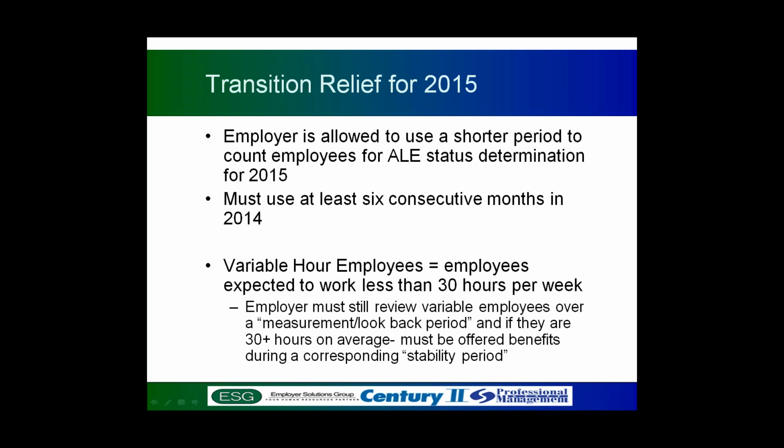Now, variable hour employees, and this is probably the most difficult portion, is how you determine those: employees expected to work less than 30 hours per week. Now, you still have to review variable employees over your measurement and look-back period, and if they are averaging 30 or more hours a week, they must be offered benefits during the corresponding stability period.